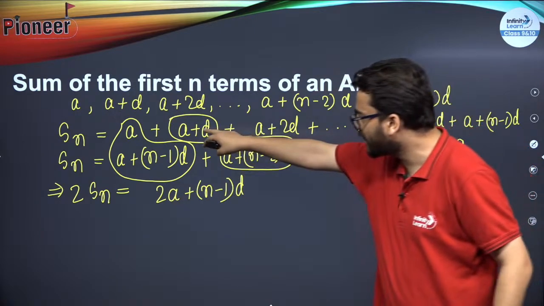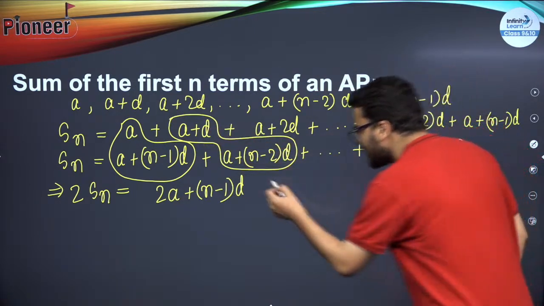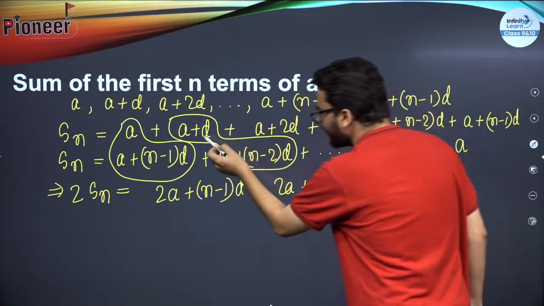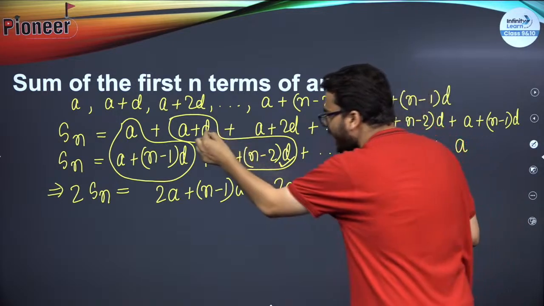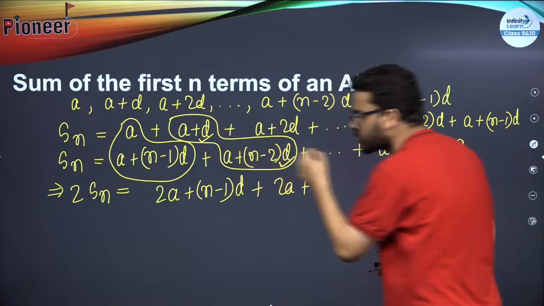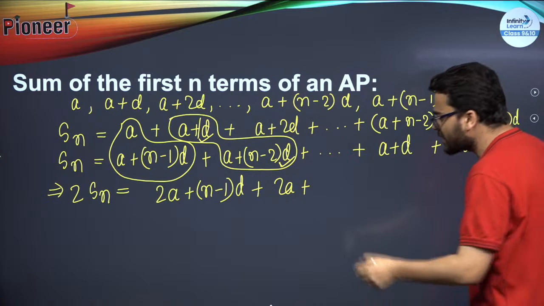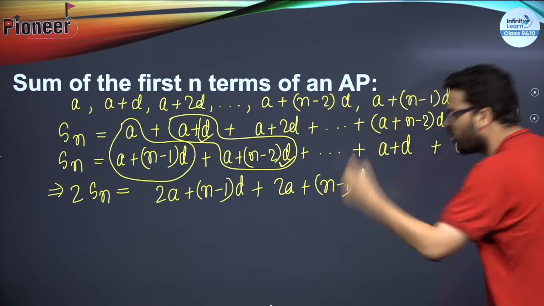The second term will be in front of the second last term, and you will again see that you are going to get 2a plus, you see, this is d and this is d. So I can basically take d as common or not? I can take d as common, and this is nothing but 1d only. So if you take d as common, you will again get n minus 1 into d only. I hope this is clear.